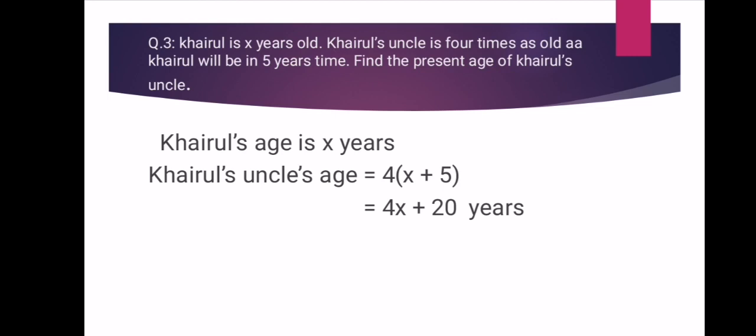So first of all, find an algebraic expression for Harold's age after 5 years. If he's right now x years old, after 5 years he's going to be x plus 5 years old, because 5 years are added to his age. And his uncle, according to the statement, is going to be 4 times what his age is going to be after 5 years. So Harold's uncle's age can be written as 4 times x plus 5, and then in the next step I have multiplied this 4 by both the terms inside the bracket. So I got 4x plus 20.